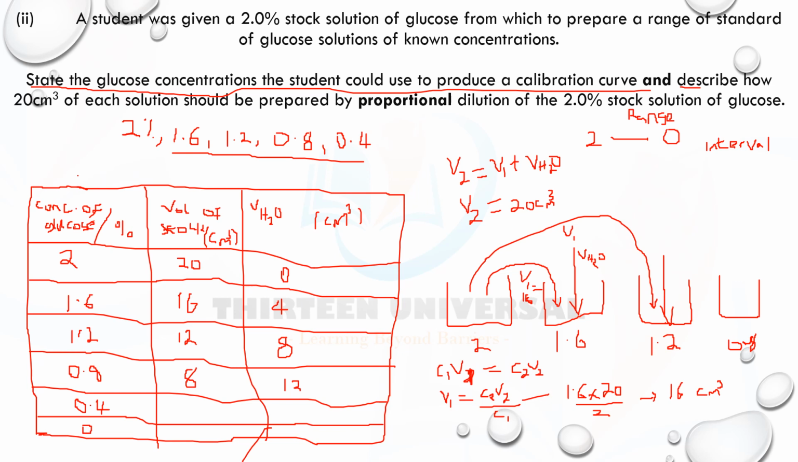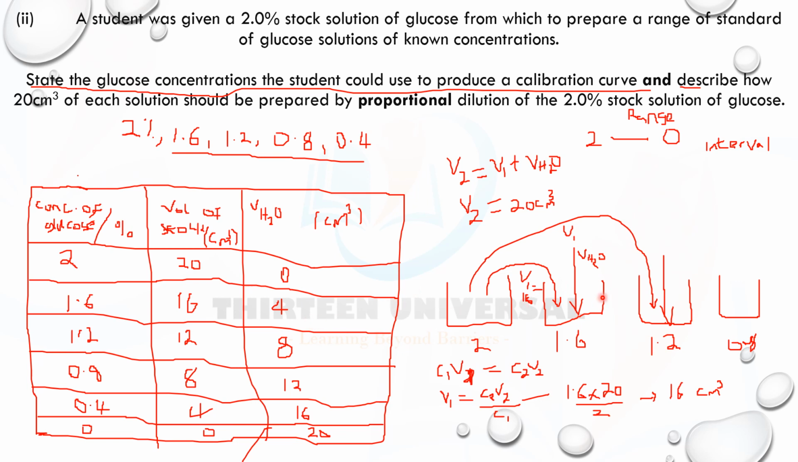So remove 4, this will be 4. Add 4, that will be 16, right? Of course, to produce this is going to be 0, so it doesn't have glucose at all. That's 20. Guys, they say we should describe it. I can write a table for them. Describe one of them. For example, to make 16%, I'll take 16 cm cube of 2% concentration, add it to a beaker, and then add 4 cm cube of water.